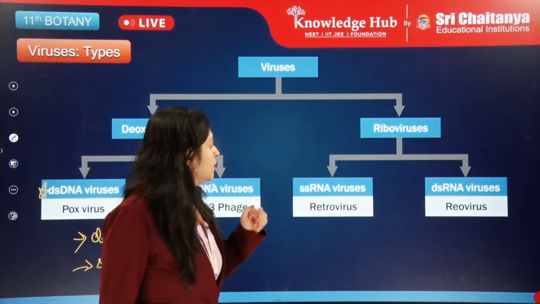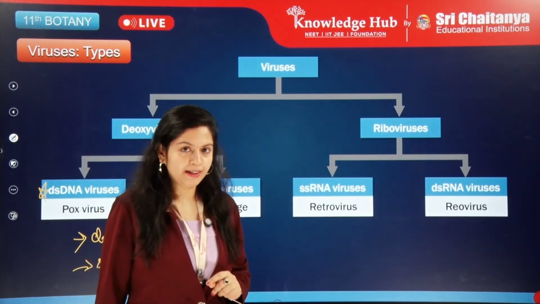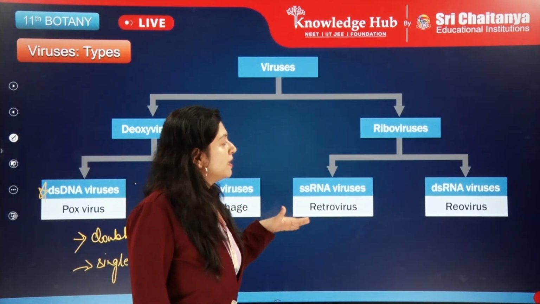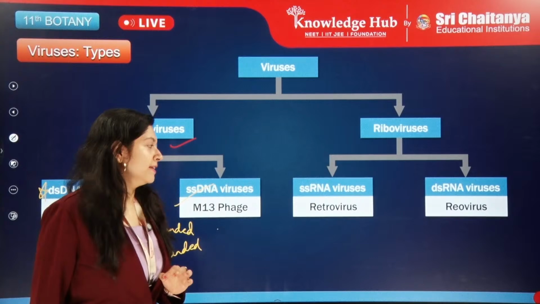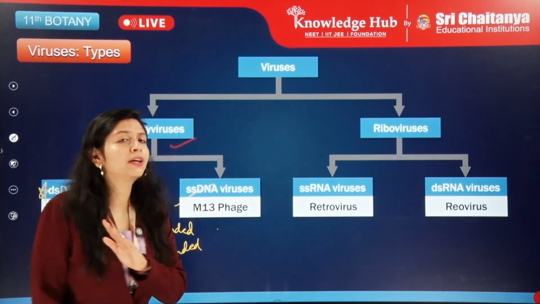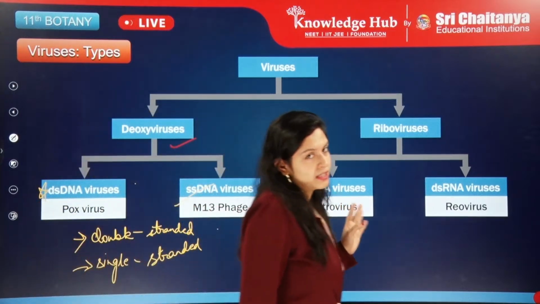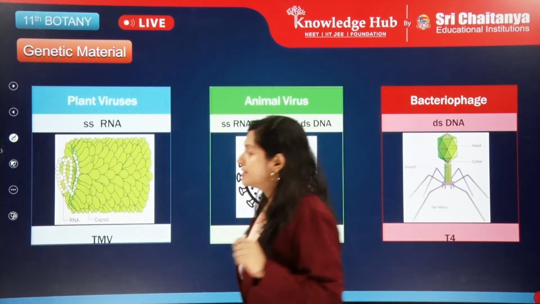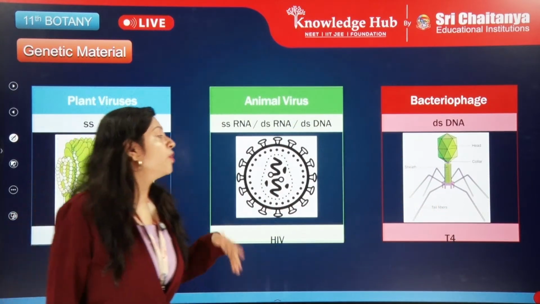What is this? We have the single stranded RNA viruses, they are the retroviruses. And the next one is the double stranded RNA viruses, they are the reoviruses. You don't have so many examples, so you don't need to remember. Just remember this classification once and it will be done. Okay, now let's see some of the examples.